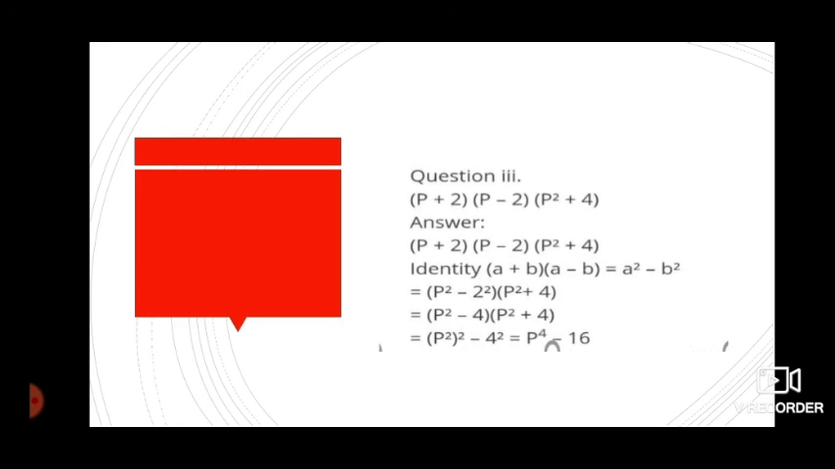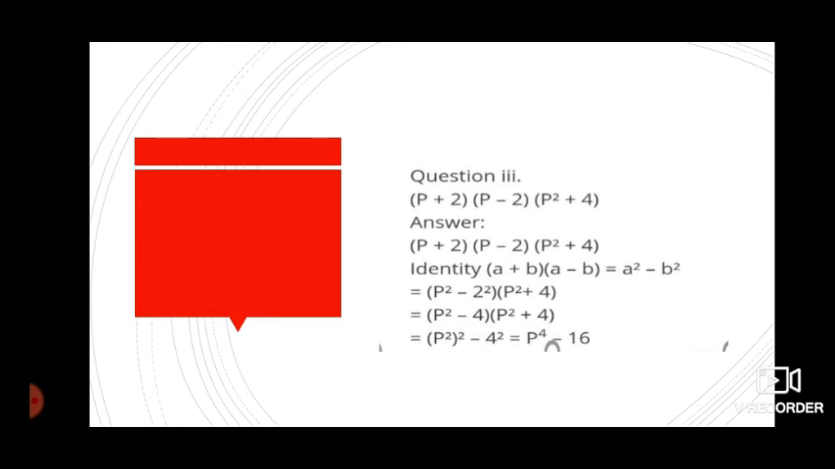Now again, in the same way, consider the first two things, that is (p plus 2) into (p minus 2). It is looking like (a plus b) into (a minus b). Here a is p, b is 2. So how can we write a square minus b square. So a is p. So p square minus b square means 2 square, so p square minus 2 square means 4. Again we have (p square plus 4).